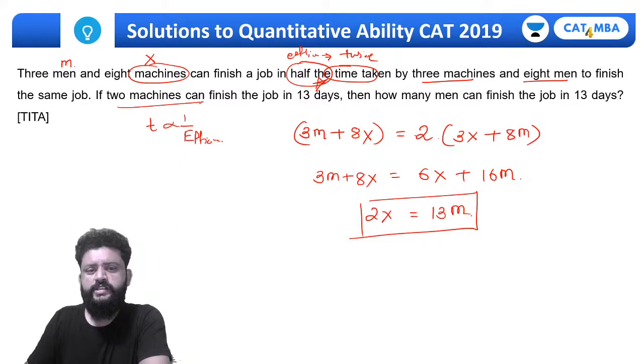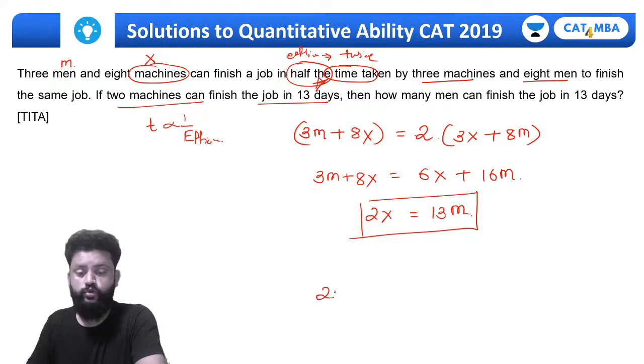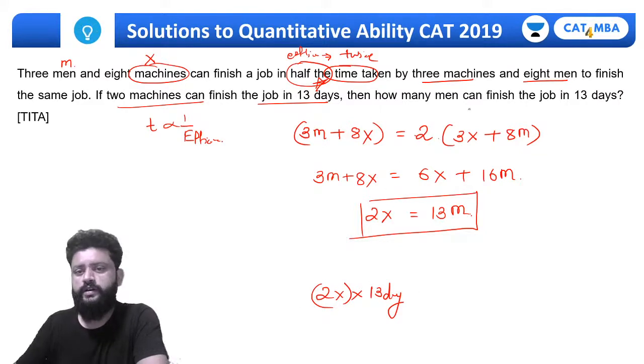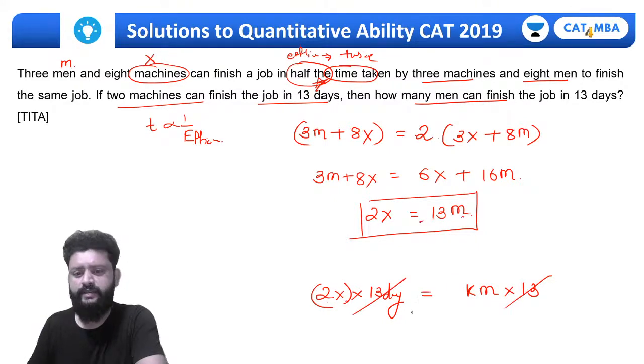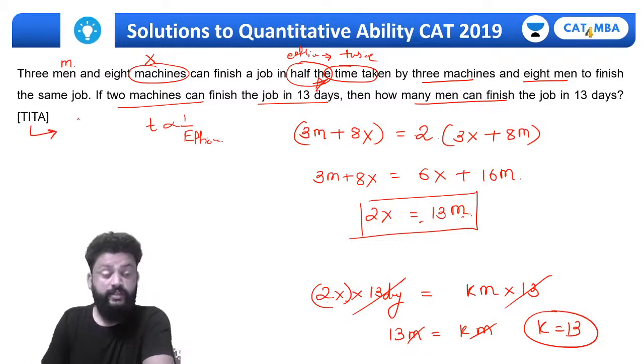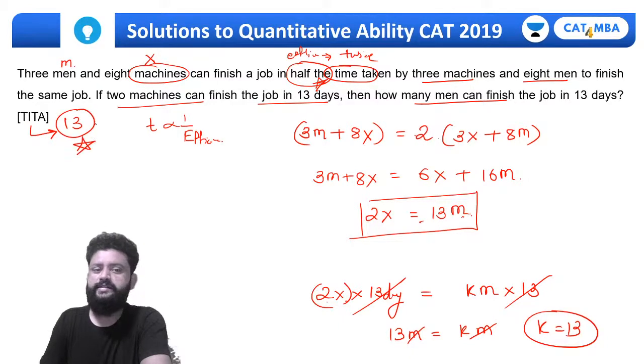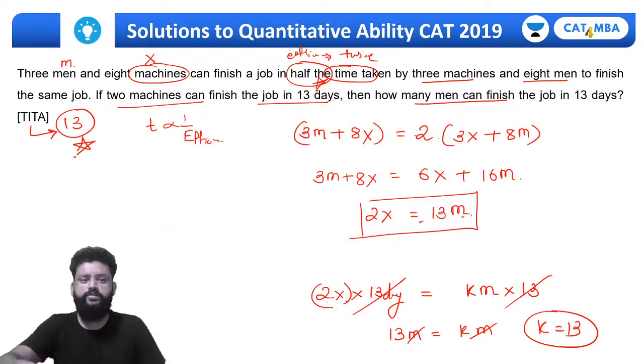Now if two machines can do the job in 13 days, two machines, so 2x requires 13 days. 2x times 13 days is the total work. How many men can finish the work in 13 days? We don't know the number of men, so let's say k men finish this work. Anyways 13 gets cancelled. I'll put the value of 2x as 13m. 13m must be equal to k, and m gets cancelled. Time and work, don't get confused with the wordings. That's an easy question to answer, the answer is 13 for this question.